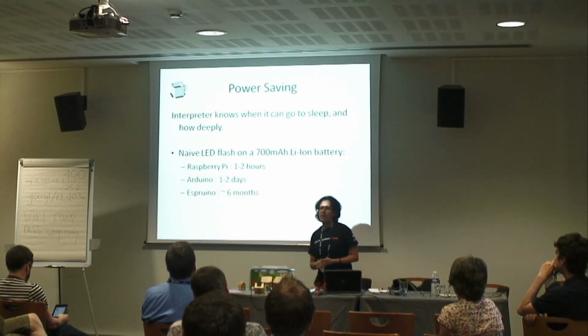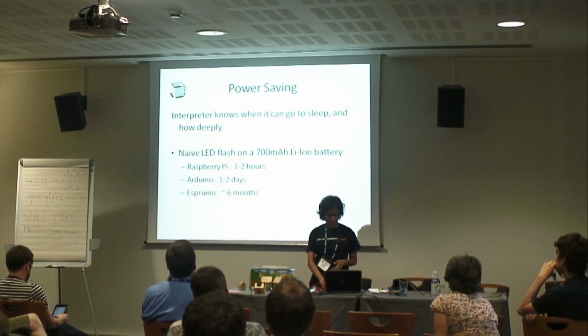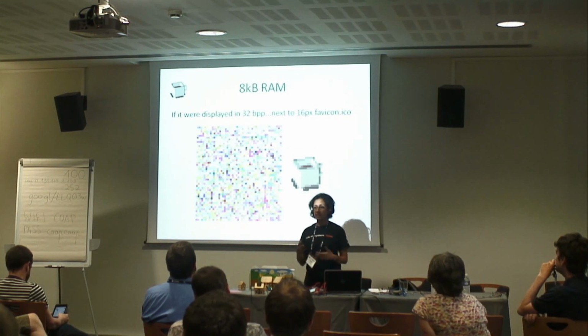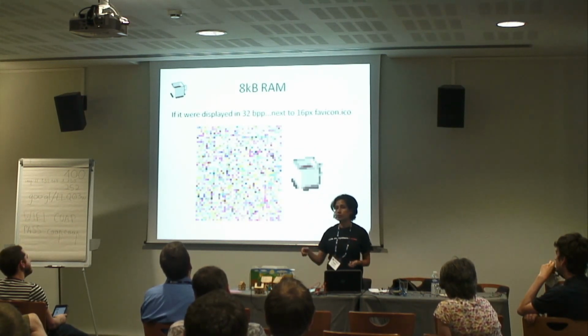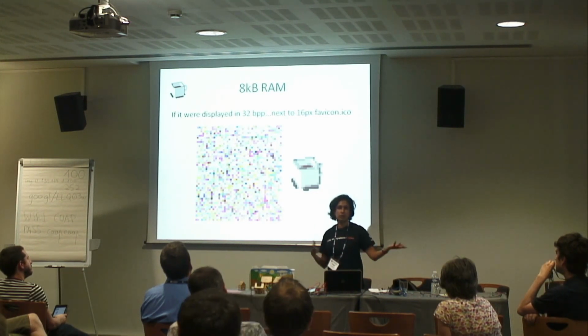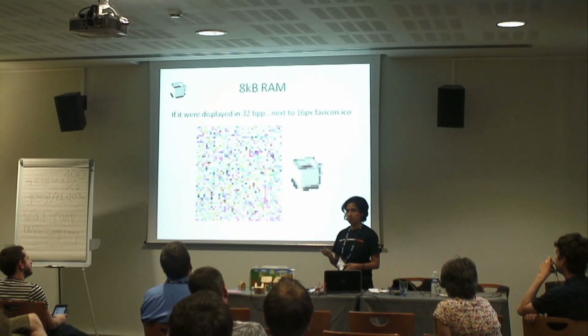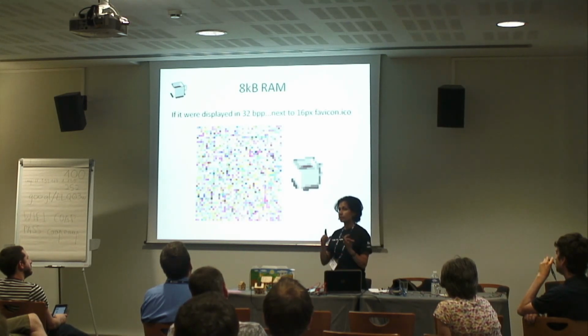So long battery life comes at a cost, and the reality is Espruino just has 8K of RAM. So that's on this board. Of course, you can run Espruino on any board. You could put it on your Raspberry Pi board if you wanted to, but for this board, it's just 8K of RAM, and that has to fit your program and your data.